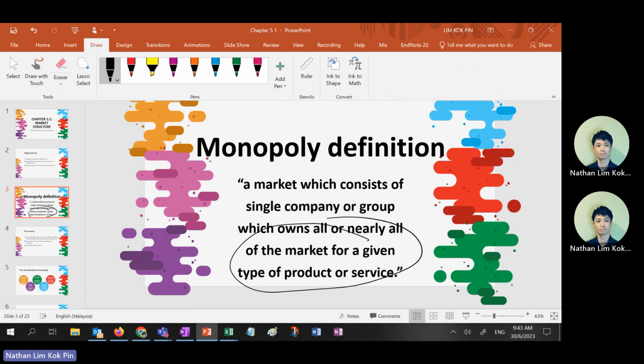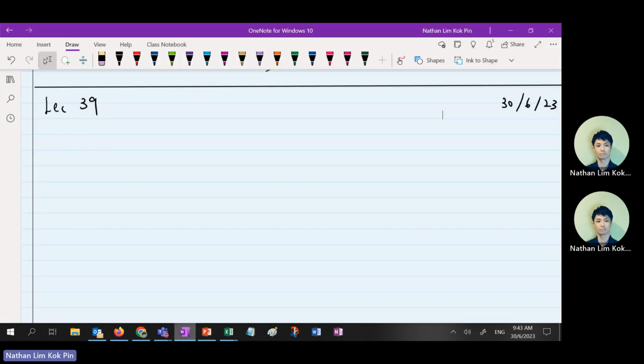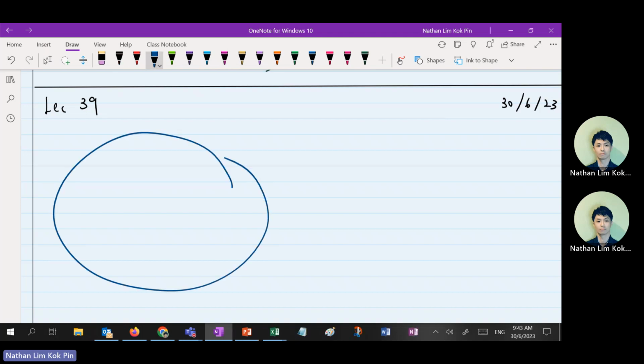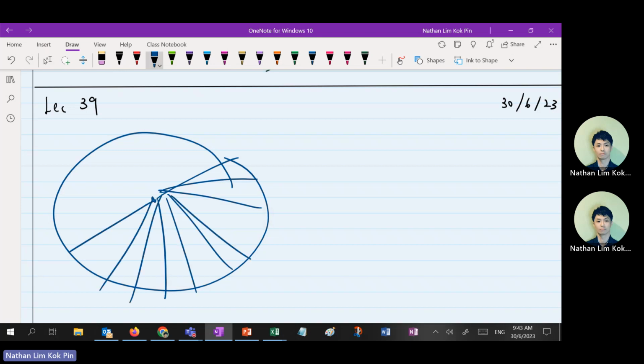So if you compare the monopoly and the perfect competition market pie chart, it is like that. This is perfect competition. Every firm takes a little bit. Every firm is very small, right? You'll learn about pie charts in your maths. Please don't tell me you don't know what a pie chart is.